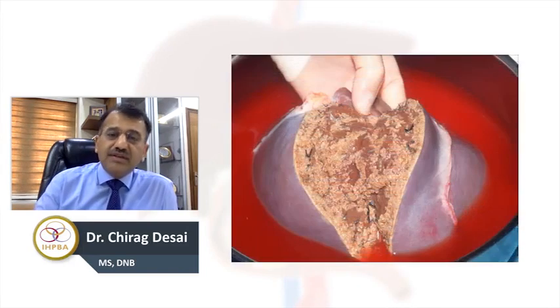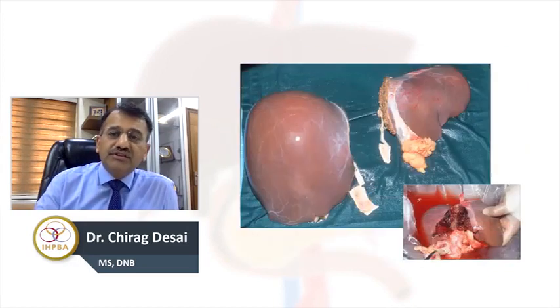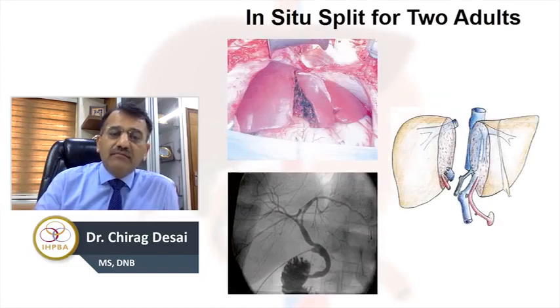So this is the picture of ex situ split. This is one left lateral segment for pediatric and the rest of the liver for the adult patient. This is in situ split, where like living donor liver transplant, the liver gets divided into two and then both the parts are given to the respective recipients.